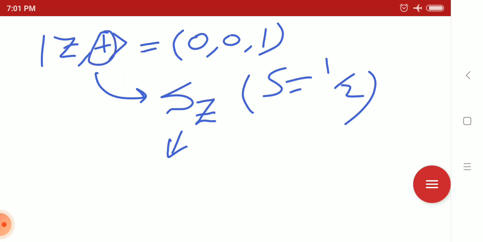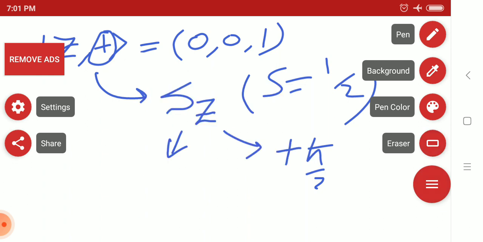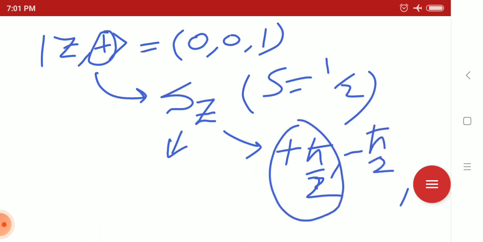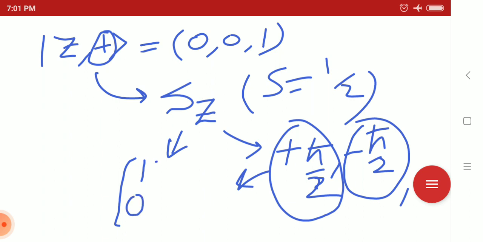Positive direction means Sz has two eigenvalues, plus h cut by 2 and minus h cut by 2. Sz has two values, plus h cut by 2 and minus h cut by 2. And corresponding to plus h cut by 2, the eigenvector will be 1, 0. And corresponding to minus h cut by 2, the eigenvector will be 0, 1.